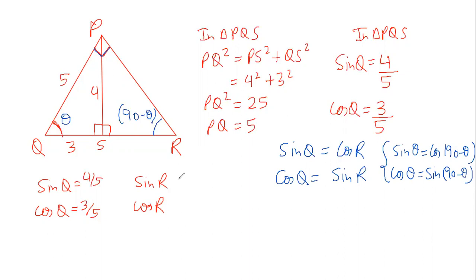So from here I can directly say that sine R is equal to cos of Q. So sine R will also be 3 by 5, and cos of R is equal to sine of Q, which is 4 by 5. So I need to know the fact that the sine and cosine of complementary angles are equal. If you know that, these questions become easy, and if I know sine Q and cos Q, I can directly figure out sine R and cos R. I hope this question is clear. So that's the second aspect in trigonometry that you need to understand, that sine and cosine of complementary angles are equal.